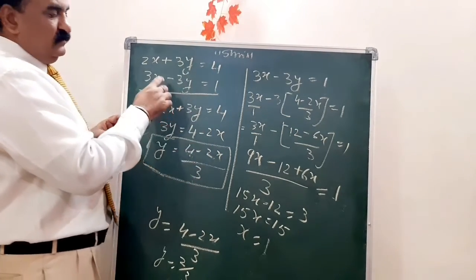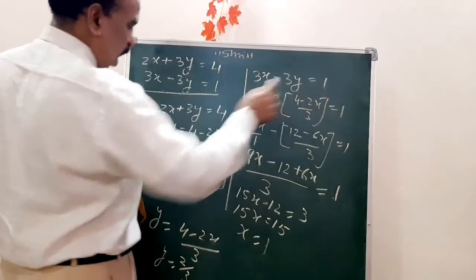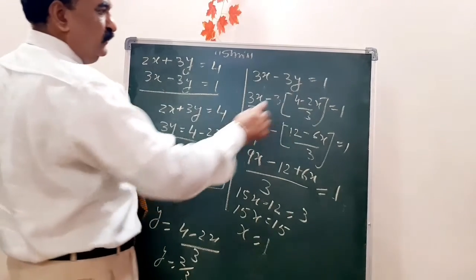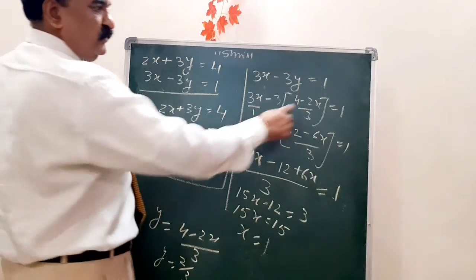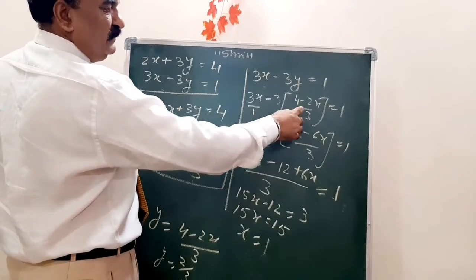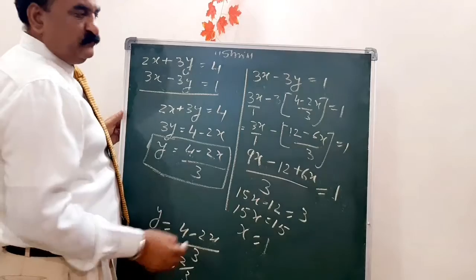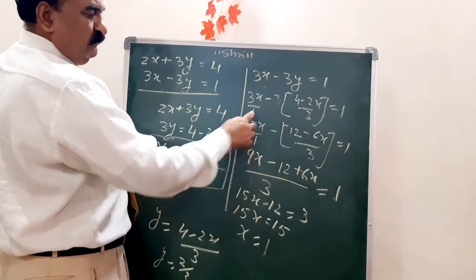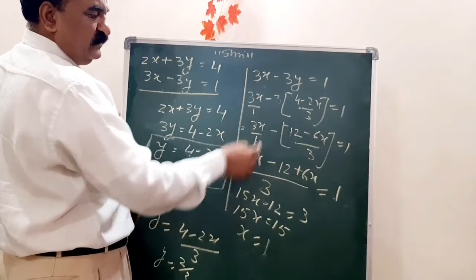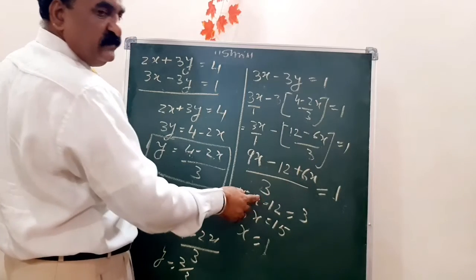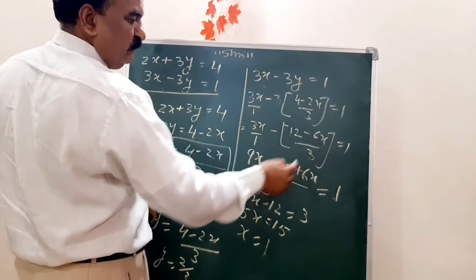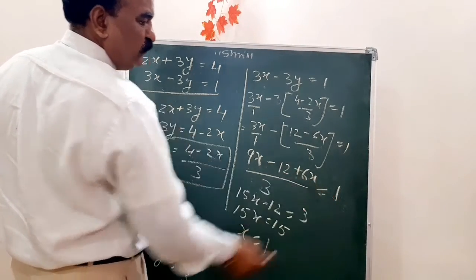Take the second equation. 3x minus 3y equal to 1. In place of y, you can put here (4 minus 2x) upon 3. Now multiply by 3. 3 4s are 12. 3 2s are 6x upon 3. LCM is 3. 1 divides 3, 3 into 3x, 9x. 3 divides 3, 1. 1 into this. Minus 12 plus 6x is equal to 1.